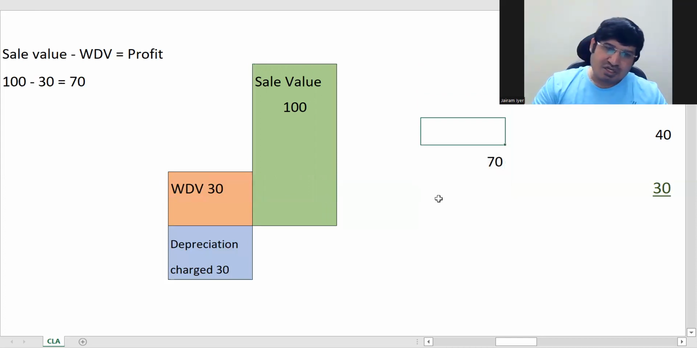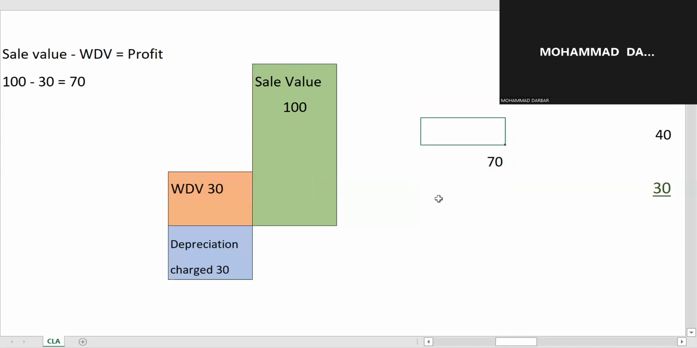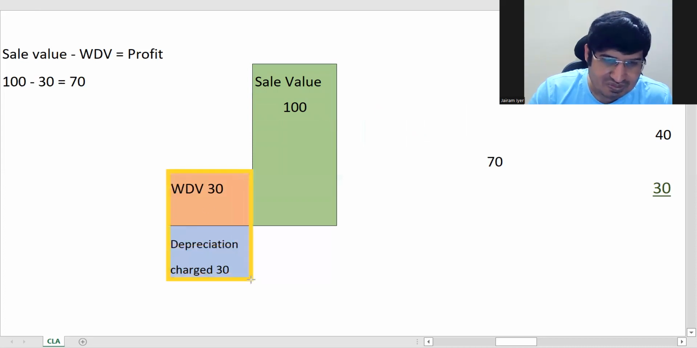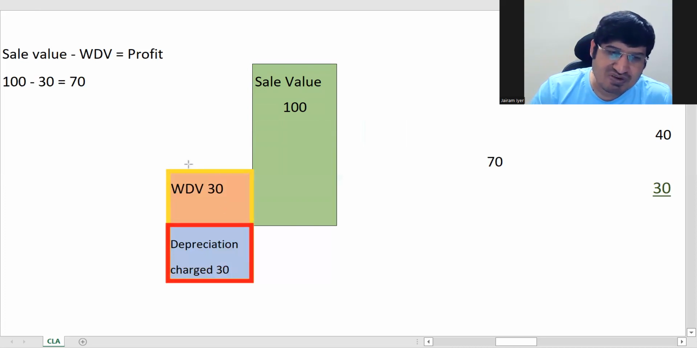Okay. So here, the first thing is we are starting here. We have first bought an asset for this much value. Out of this, we have depreciated this much. Say half has been depreciated. So WDV is the other half now. So this is the WDV now.